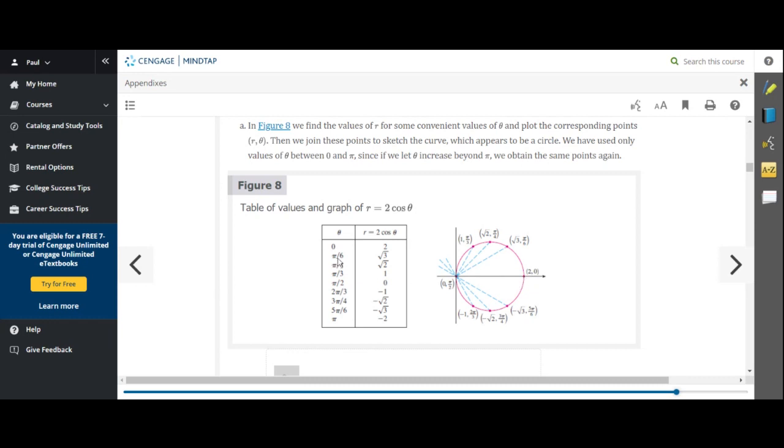And then let's look here. Next they pick in the table a value of theta, pi over 6, or 30 degrees. Well, the cosine of 30 degrees is equal to root 3 over 2. If you just draw a 30, 60, 90 triangle, you'll see that. So 2 times root 3 over 2 is, no, 2 times root 3 over 2 is root 3. So in the second line in the table, when theta is 30 degrees, the radius is root 3.